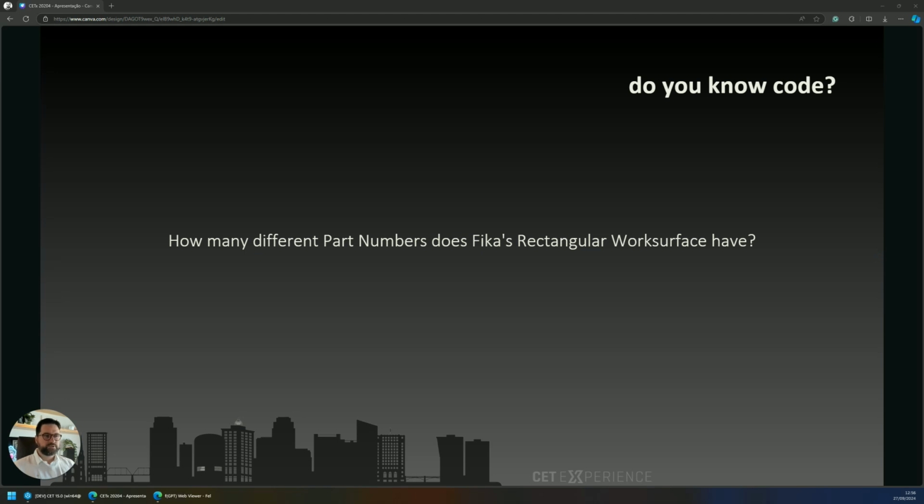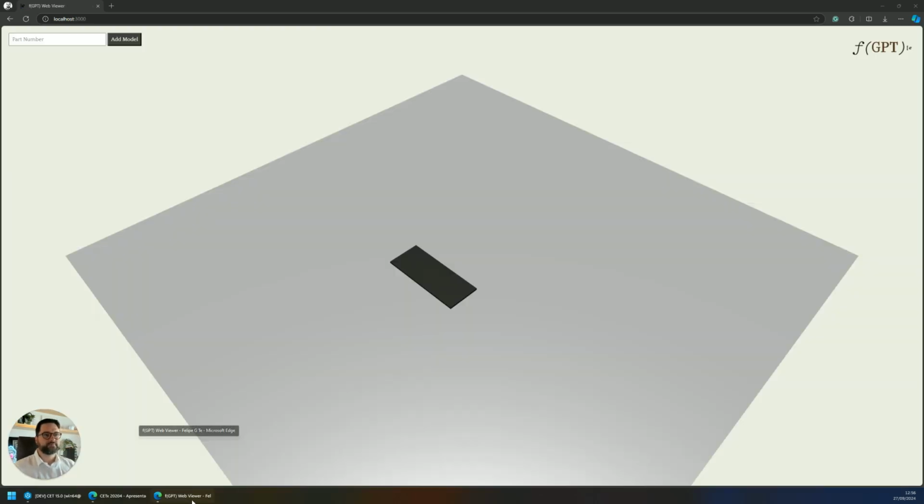Can you tell me how many different part numbers those Fika rectangular work surfaces have? You can actually navigate to the file I've listed in the slide to get started. I'll give you some time to look into that. Also, please don't mind me while you do that. I'll just switch to my browser real quick for science.